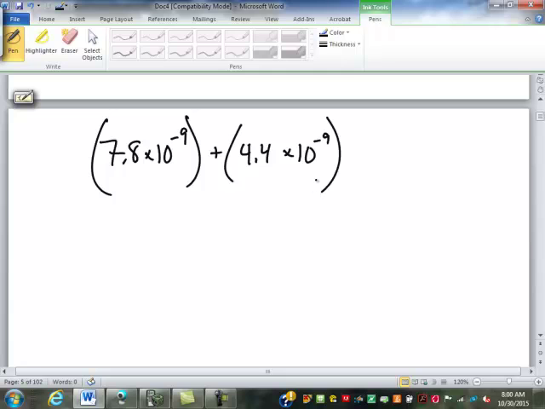In your notes, I want you to try this one. So 7.8 plus 4.4 is 12.2 times 10 to the negative 9. But of course, there's a little bit of an issue here. There are 2 digits in front of the decimal point. So it's going to become 1.22. Now the number got smaller, power gets bigger. What is negative 9 plus 1? Negative 8.